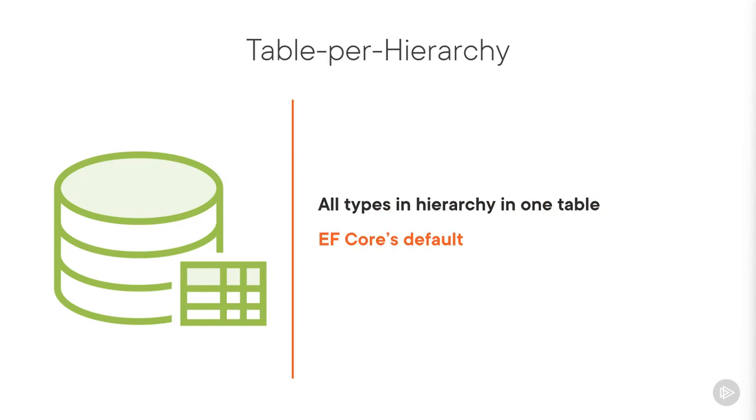Table per hierarchy is the simplest and in many cases the most optimal mapping strategy that we can choose, and it is also the default strategy which EF Core will use for mapping our type hierarchies unless we explicitly state that we want to use either table per type or table per concrete type. When we use this strategy, each entry stores the data relevant to its type in the mapping table, and a discriminator column is used to identify which type each row represents. The discriminator column is automatically created for us by EF Core.